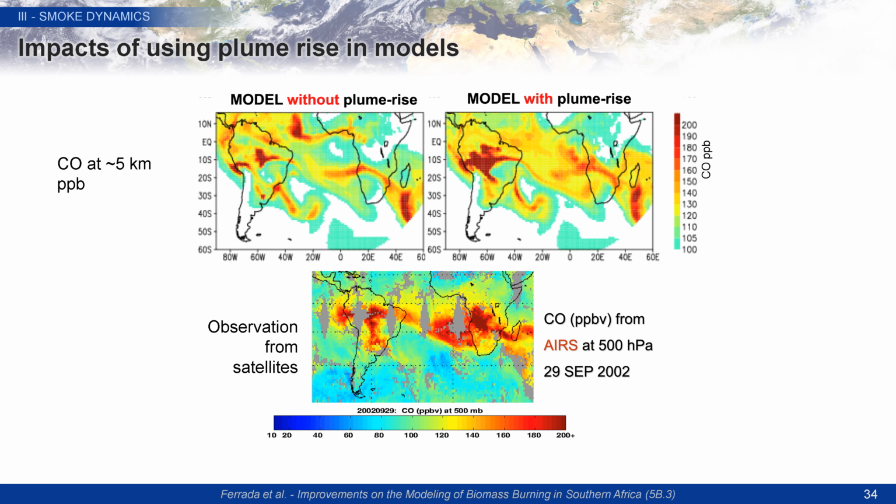This is another example that shows the benefit of using plume rise. The figures at the top show CO concentrations at the 500 millibar level of the two cases, without and with plume rise. At the bottom, there are observations from the air sensors at the same level. It is evident that the use of plume rise creates a more realistic result than when we don't.